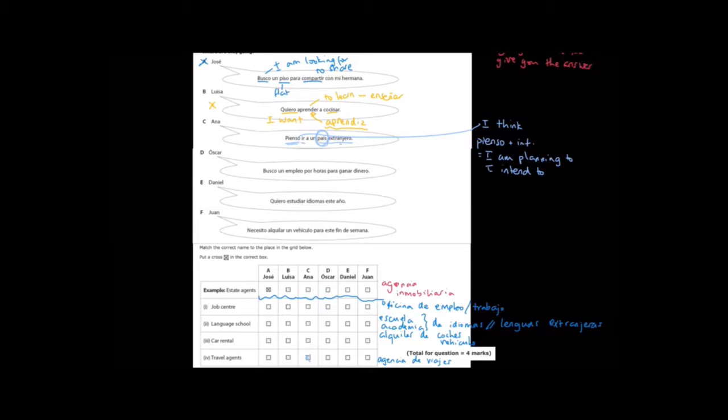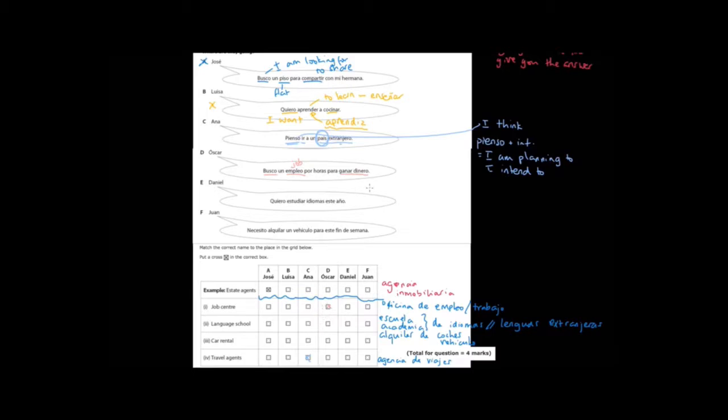Now, Oscar, what does he want? Busco, I'm looking for un empleo, a job. Empleo, same as trabajo. Por horas, by the hour, para ganar dinero, to earn money. So if he's looking for a job to earn money, he's going to go to the job center. So I'm going to mark Oscar here, job center.